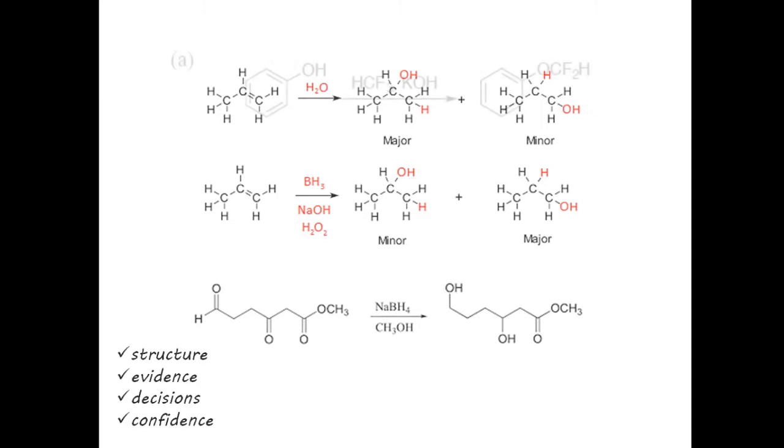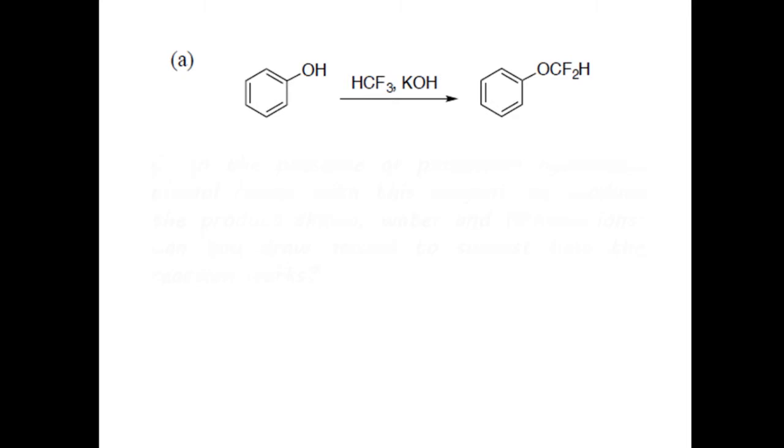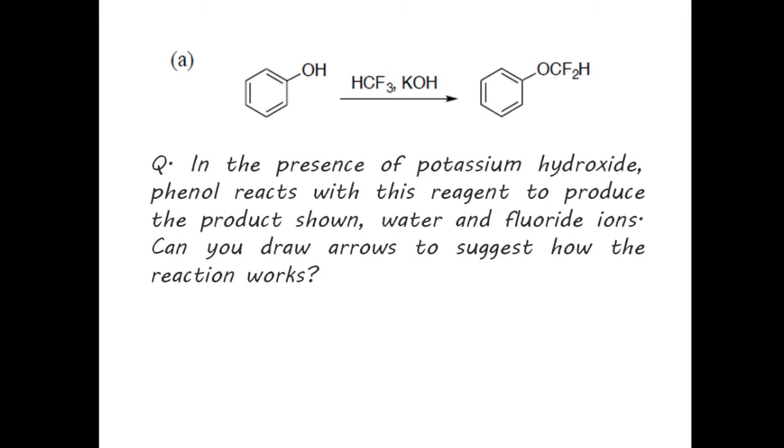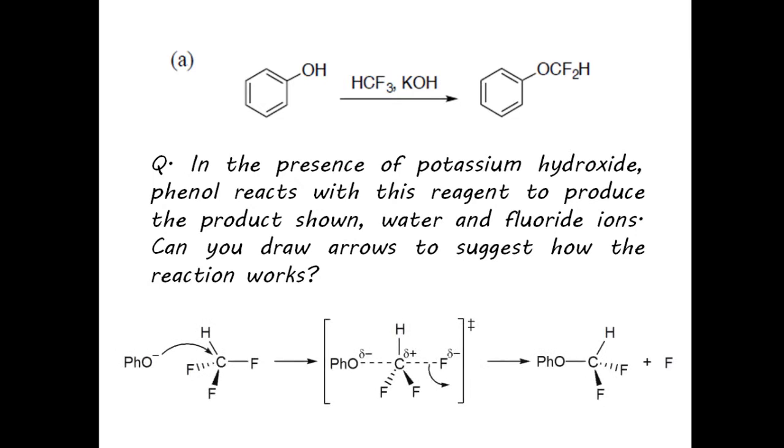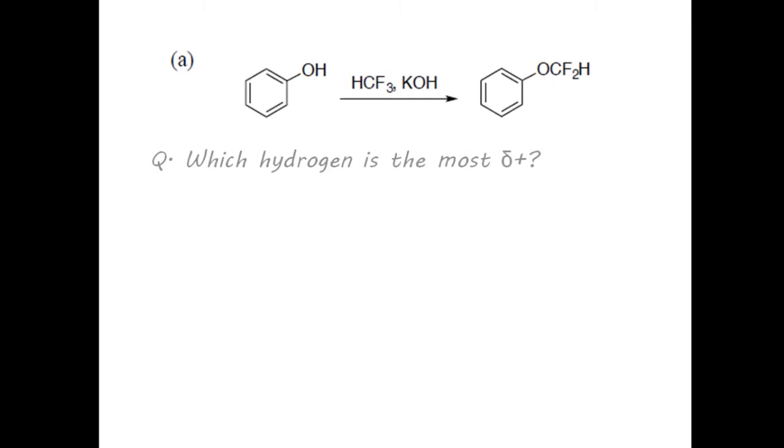Here's another organic question. Question. In the presence of potassium hydroxide, phenol reacts with this reagent to produce the product shown, water and fluoride ions. Can you draw arrows to suggest how the reaction works? Here you're expecting them to deprotonate the phenol and perform an SN2 with the trifluoride. Question. This is a good mechanism and exactly what we'd expect, but it turns out the reaction actually goes a different and rather strange way.